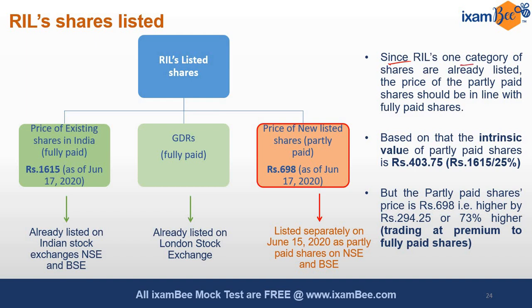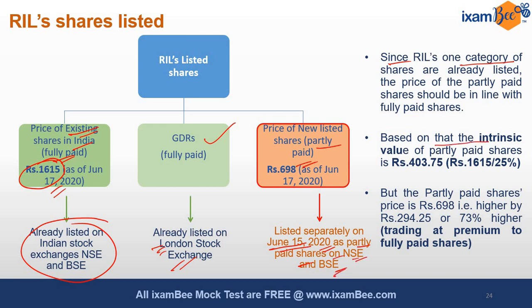Since RIL is already a listed company, the price of the existing fully paid share in India is 1615. This price we have taken as on June 17th. It is already listed on NSE and BSE. And for the time being, forget about GDRs. Discussed last time also, they are already fully paid, and these are listed on the London Stock Exchange. What has happened to the new partly paid shares? This is the new listing, listed on June 15th, 2020 as partly paid shares on NSE and BSE.